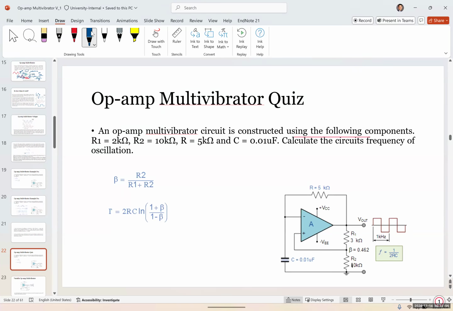Does anyone have the answer? 10. 10 kilohertz. Okay.